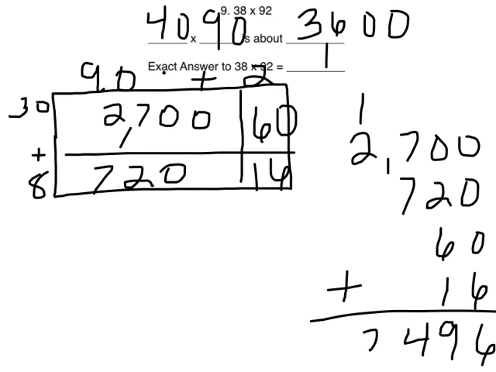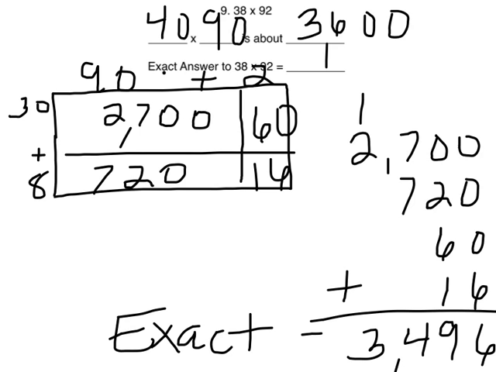We have 3,496. That's our exact. Our exact answer is 3,496. And if we look back to our estimate, hey, we're pretty close, only 104 off. So that is a reasonable estimate, and it now shows us that we probably did everything correctly because we're so close in our estimate and our exact answer.